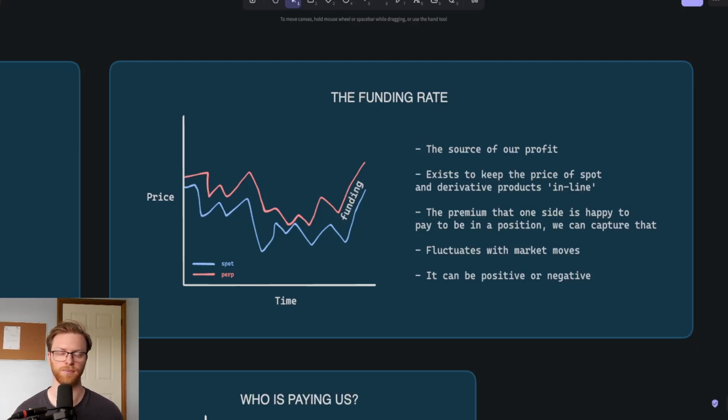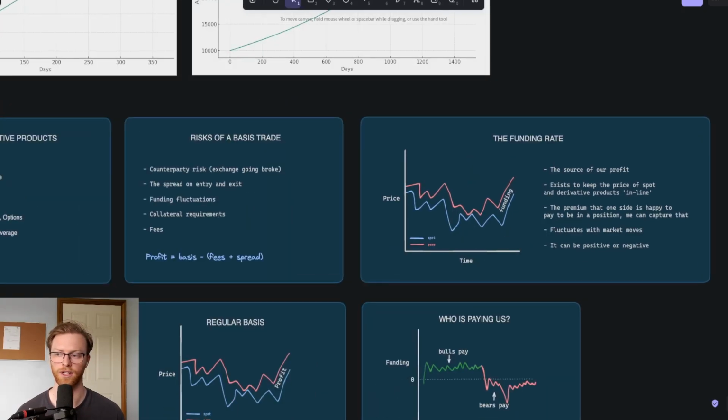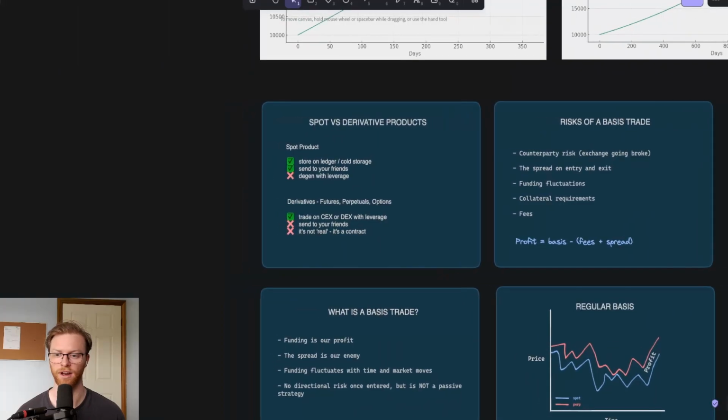The funding rate is basically a mechanism that exists to keep the price of the spot product and the perpetual product, or the futures product, in line. If you're unsure what exactly the spot product and the perpetual products are, let's go through that quickly, and then we'll go back to our funding rate and understand that.